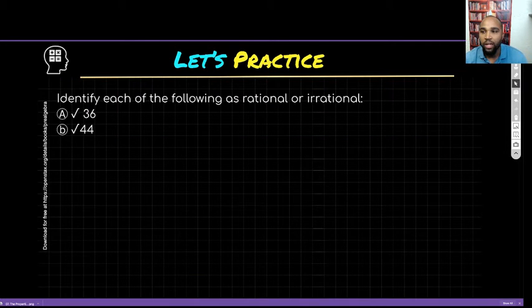All right, so let's identify if these are rational or irrational. Square root of 36. Well, square root of 36 is 6. And I know that 6 is just an integer, so that is rational. What about square root of 44?